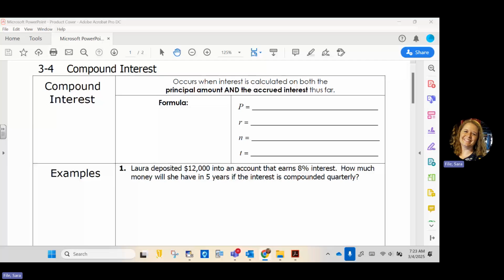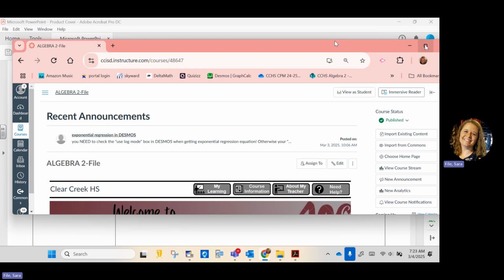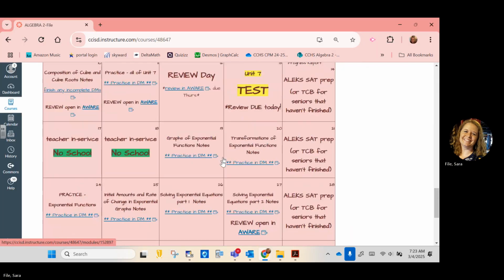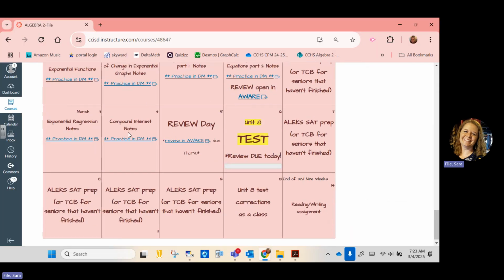Compound interest today. As I mentioned, this is our last topic, our last set of notes for Unit 8 before we test. I'll pull the calendar real quick before we start the notes. So today is the 4th. We're doing compound interest. We'll have some practice in Delta Math. Tomorrow is your review day.